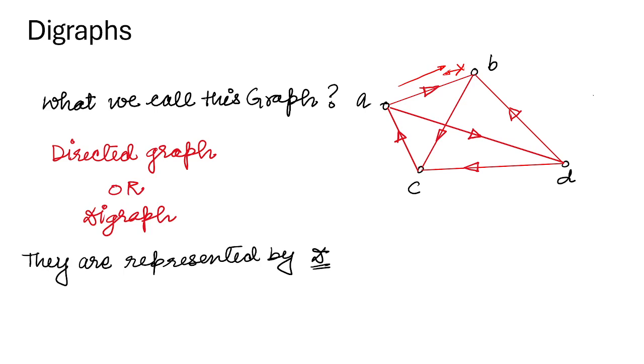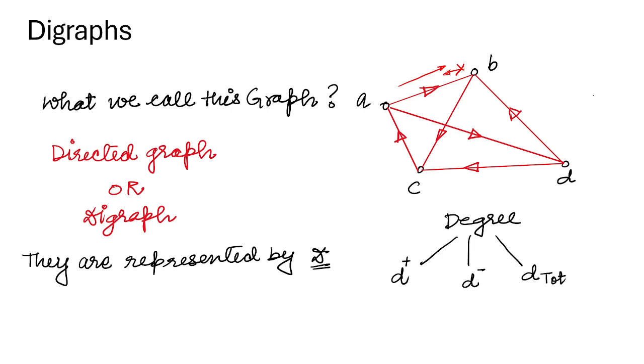Now, in the case of directed graphs, when it comes to the degree of a vertex, three types of degrees are evaluated: in degree, out degree and total degree. What is in degree? In degree means how many edges are coming to that particular vertex, and out degree means how many arcs are going out, and total is the sum.